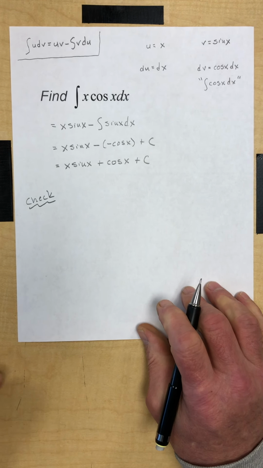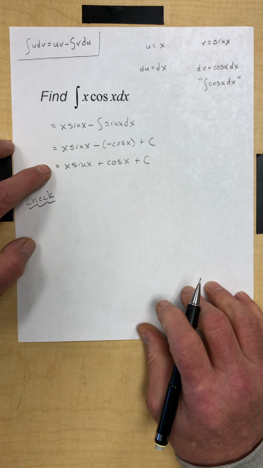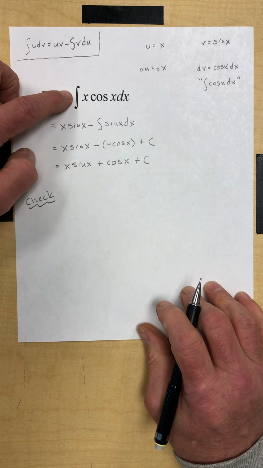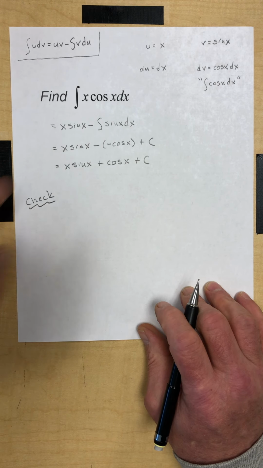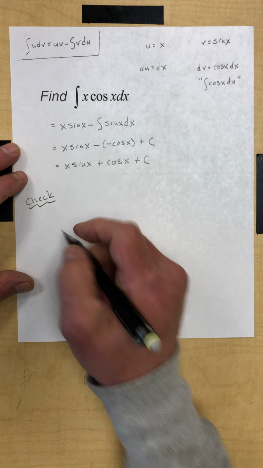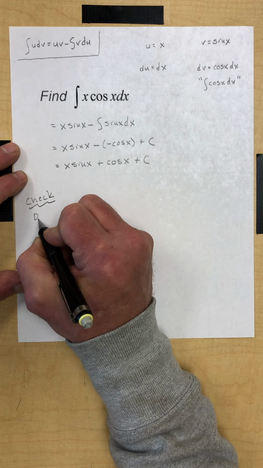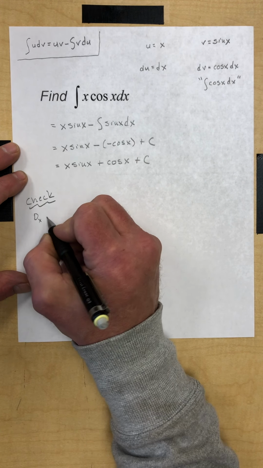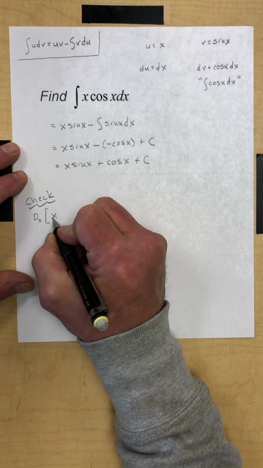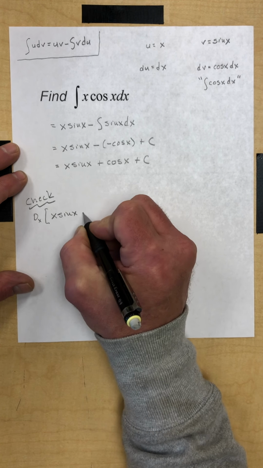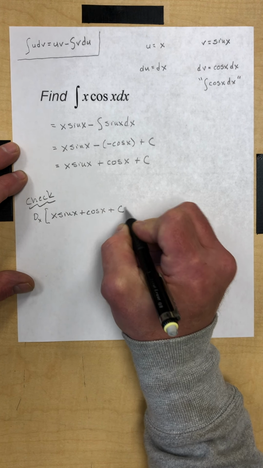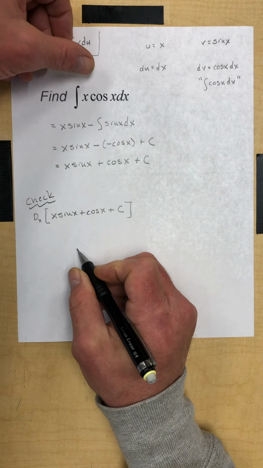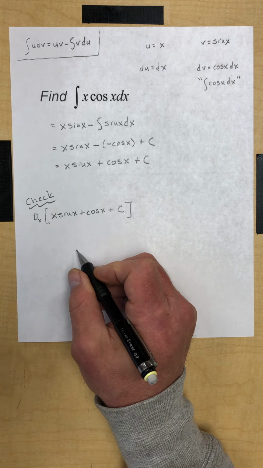Okay, so we've integrated. If I take my answer that results from integration and take the derivative of it, it should take me back to the original integrand. So if I want to check it, all I have to do is take the derivative of my answer. So take the derivative of x sine of x plus cosine of x plus c.